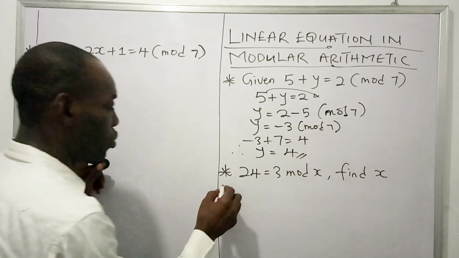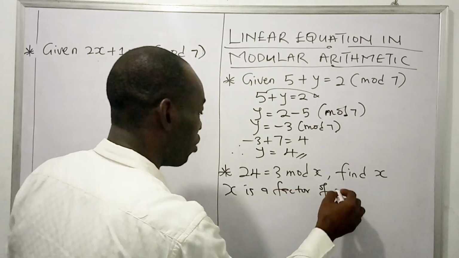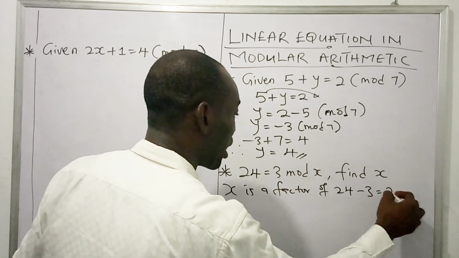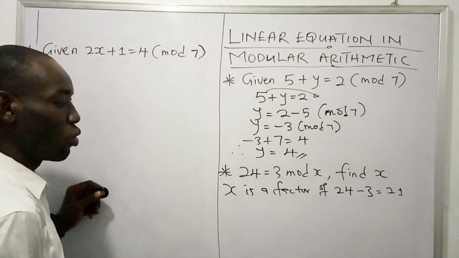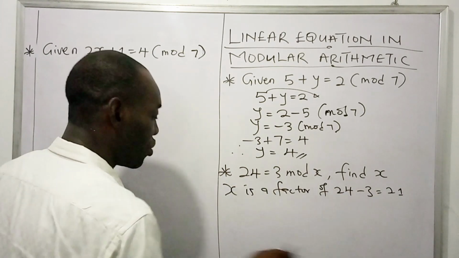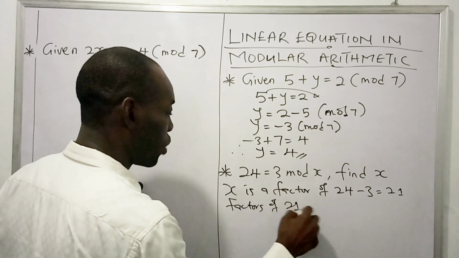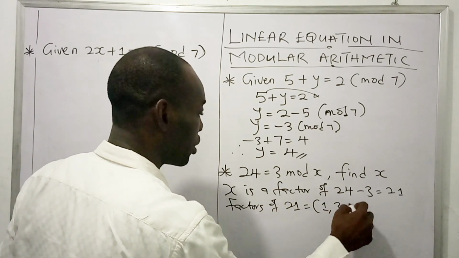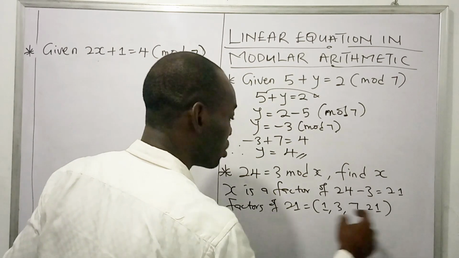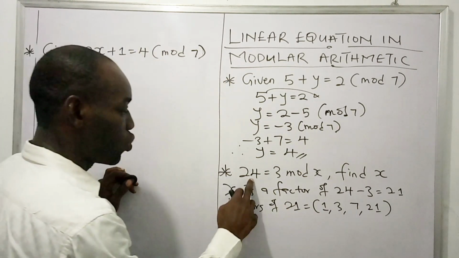So what we're saying here now is that x is a factor of 24 minus 3, and that will give us 21. When we subtract the 3, which is the remainder, whatever is remaining, x is a factor of it. So the factors of 21 are 1, 3, 7, and 21.